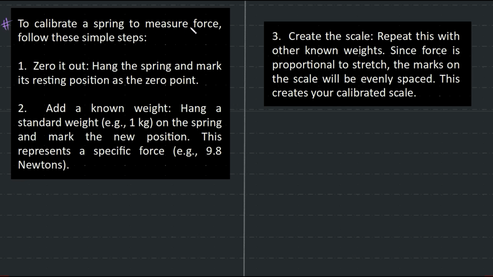So now to calibrate a spring to measure force, follow the following steps. First is zero it out. That is, hang the spring and mark the resting position as the 0 point.